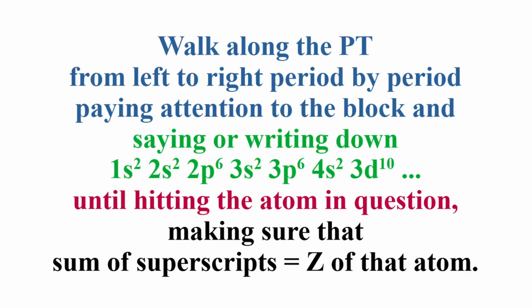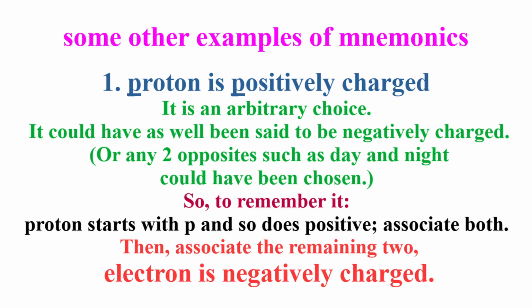So, to determine the electron configuration of a given atom, walk along the periodic table from left to right, period by period, paying attention to the block with respect to the subshell and saying or writing down 1s2, 2s2, 2p6, 3s2, 3p6, 4s2, 3d10, etc. until you hit the given atom, making sure that the sum of the superscripts equals the atomic number of the given atom. Another example of useful mnemonics is shown here.